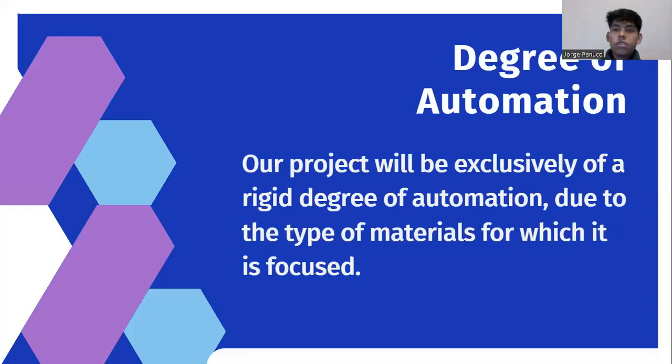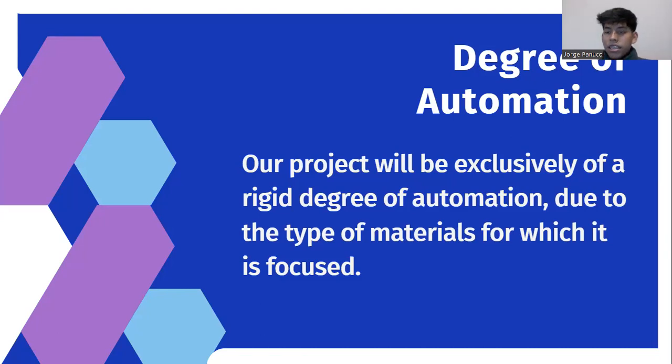Okay, now I'm going to talk about our degree of automatization. This project is going to be mainly and only focused on chemical products. Why? Because, due to the type of materials, obviously we can't mix food with chemicals, something like alcohol or milk or water. We can't mix it with chemicals because it won't be safe.